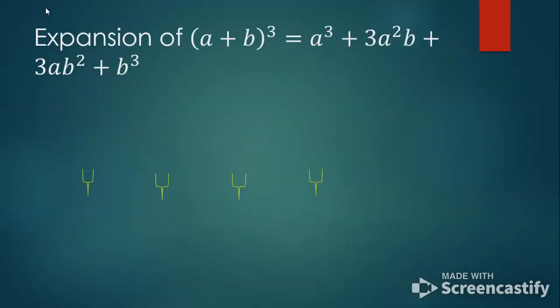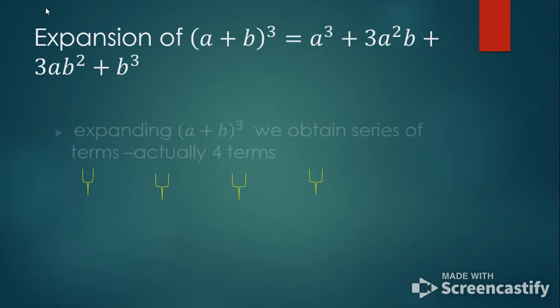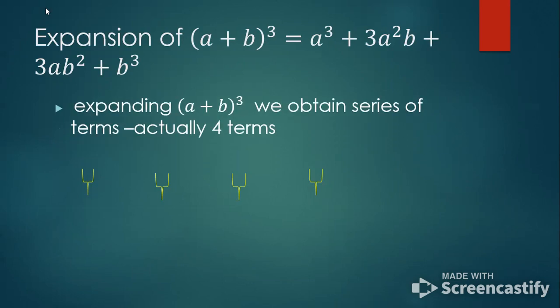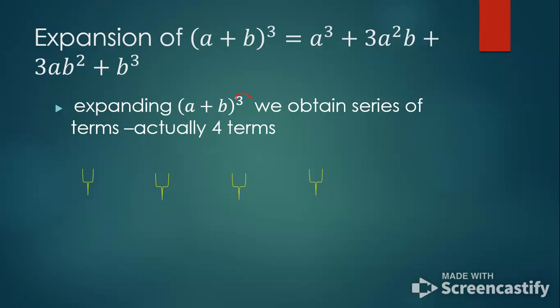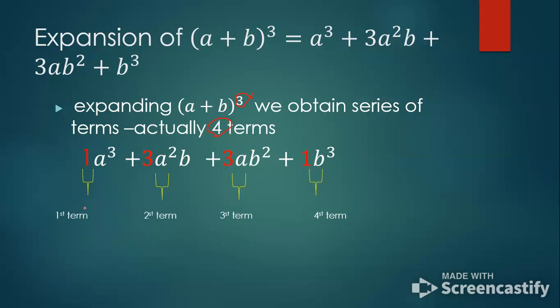Let's consider an expansion of (a + b) to power 3. When we expand that one, we obtain a series of terms. Actually, that series of terms contains 4 terms. We said that if n, as you can see, is 3, then the number of terms will be 4. That's what we already said there. So when you look at our expansion there, you can see the first term, the second term, the third term, and the fourth term in that order.